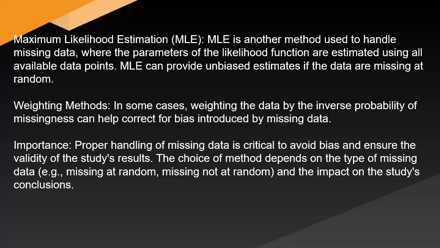Weighting methods. In some cases, weighting the data by the inverse probability of missingness can help correct for bias introduced by missing data. Importance: proper handling of missing data is critical to avoid bias and ensure the validity of the study's results. The choice of method depends on the type of missing data, e.g., missing at random, missing not at random, and the impact on the study's conclusions.